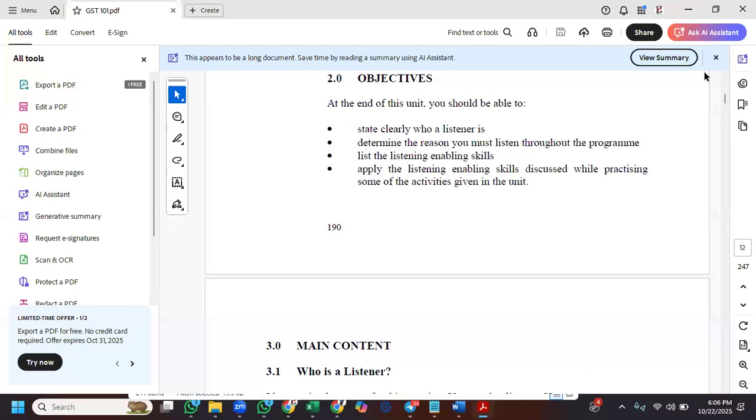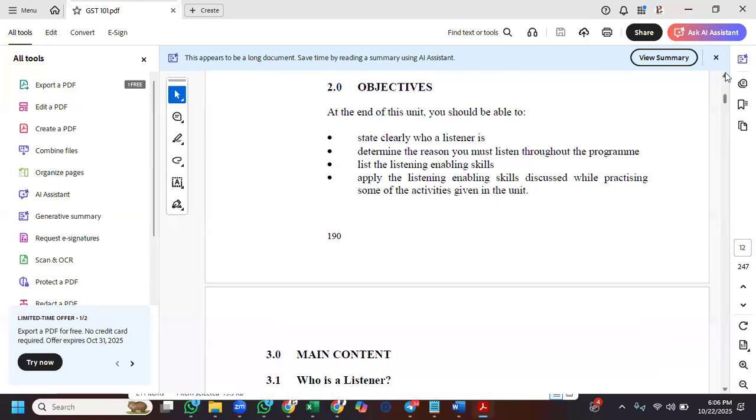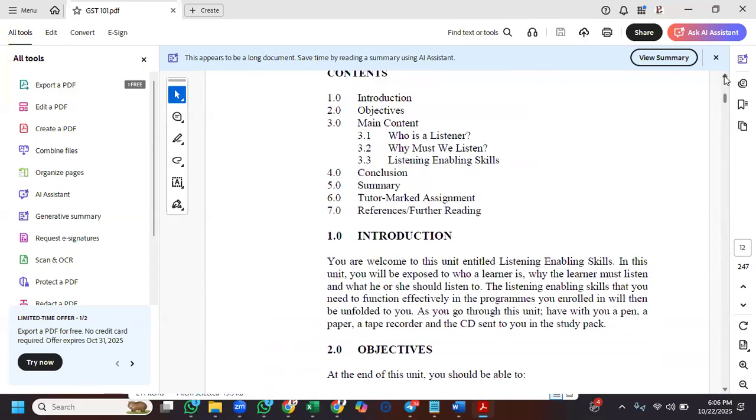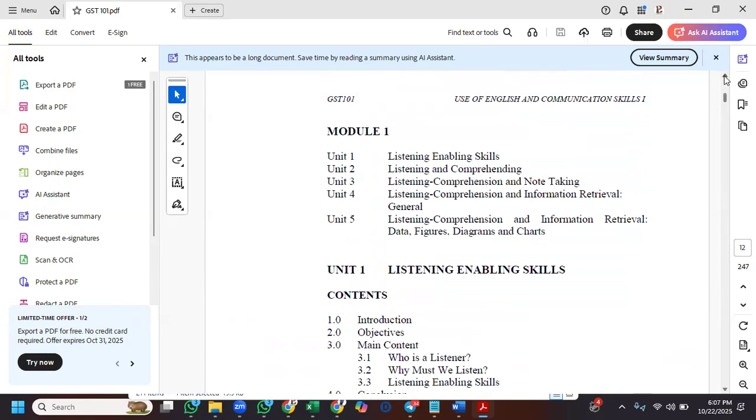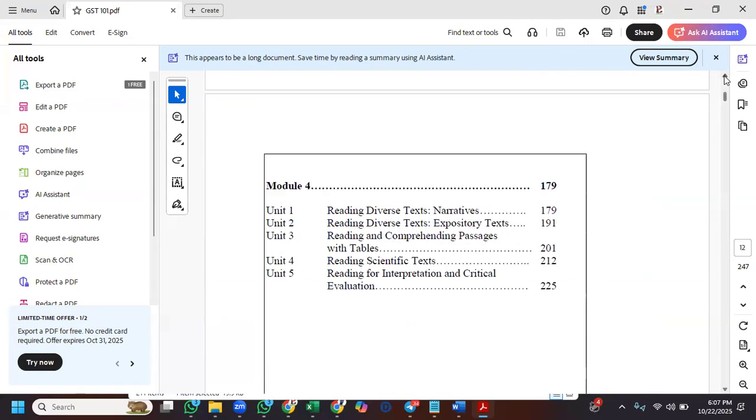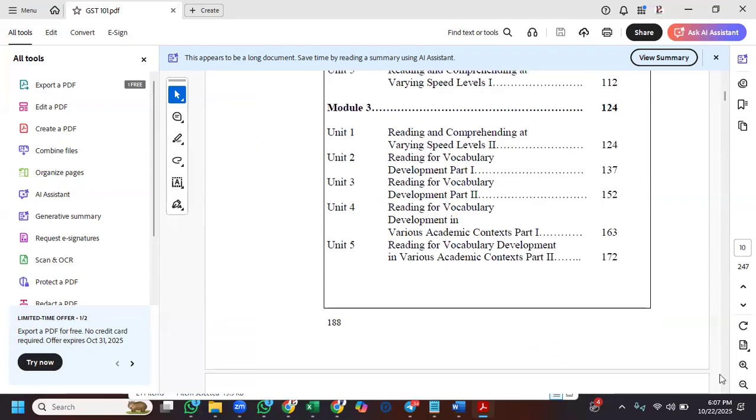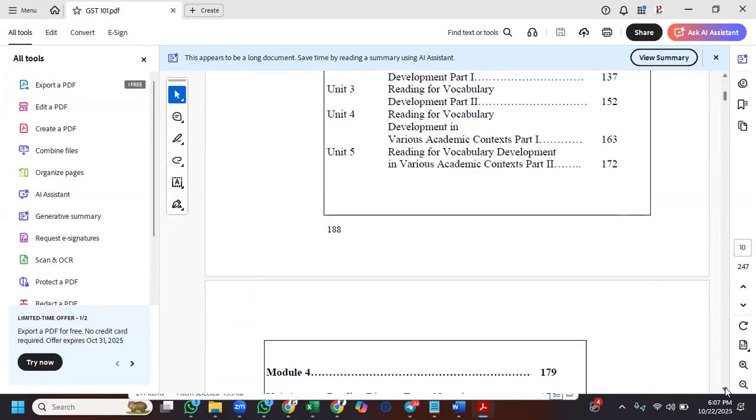Like I said initially, this particular course, GST101, the first thing you should open your mind to when you're about to go through the course is that it is basically to teach you the listening skill, how you can listen. You are going to be dealing with listening and reading. Those are the two things this material is focused on.